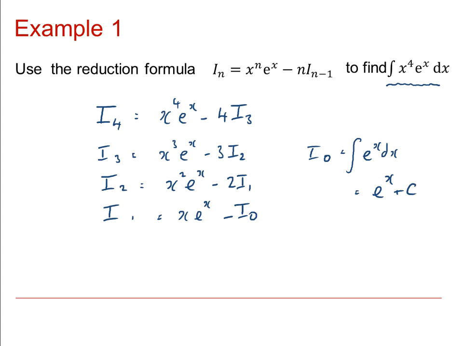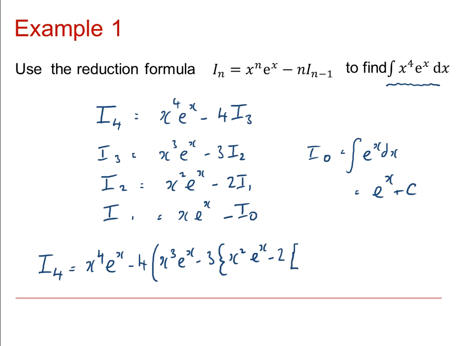Now we can substitute all of those then and arrive at the following, that I4 is x to the power 4 e to the x minus 4 multiplied by I3, and I3 is x cubed e to the x minus 3 I2, but I2 is equal to x squared e to the x minus 2 I1, and I1 is equal to x e to the x minus I0, which is e to the x plus c.